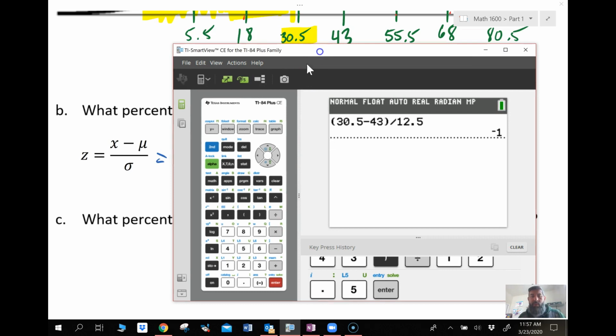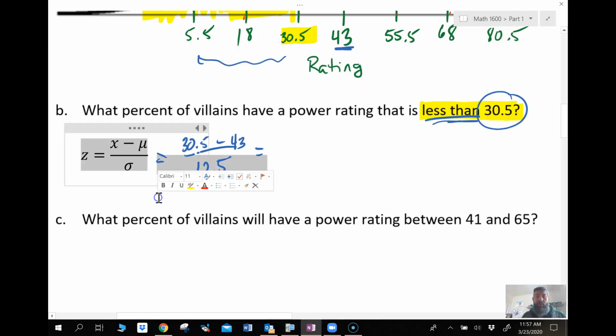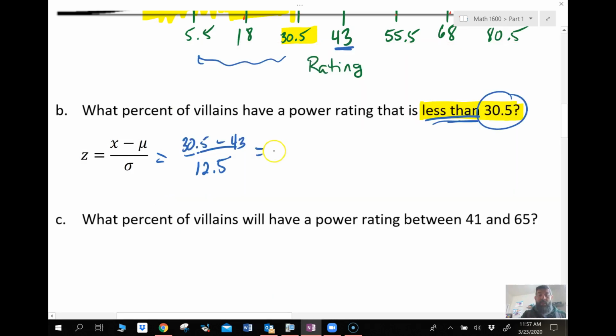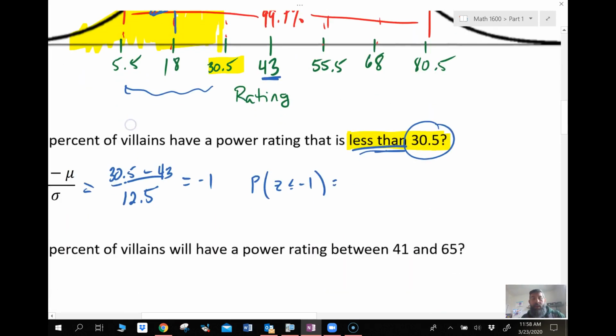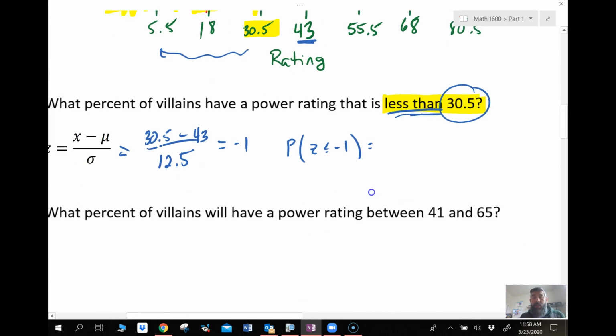Negative 1 is my z-score. All right, so I'm going to go back here and put that's negative 1. So really what I'm asking for is the probability of everything that is less than negative 1, because we know it's 1 standard deviation below the mean, so that's what the z-score is. All right, so now I'm going to find this probability.